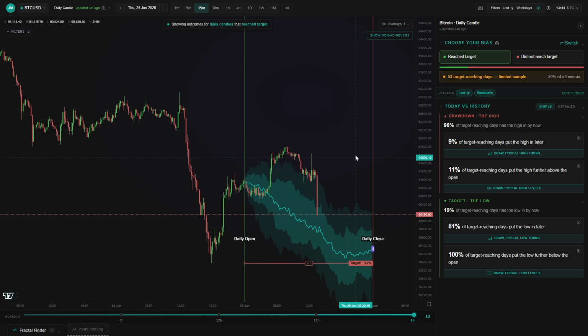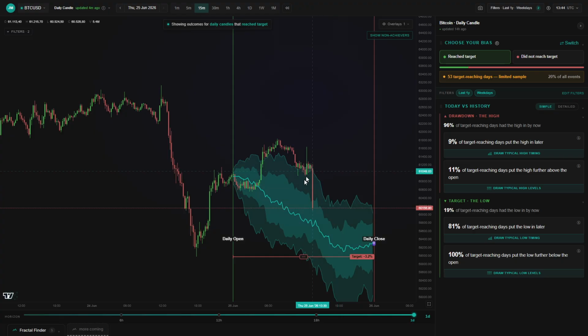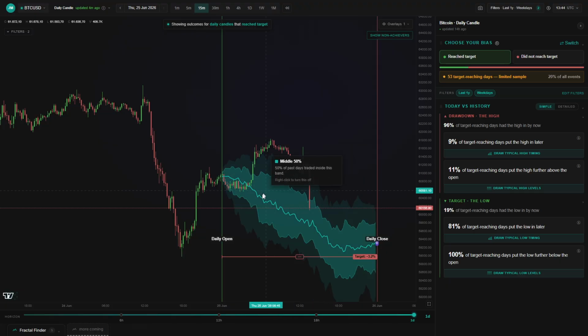Is price behaving like a day that is going to hit this target? I would say right now it's starting to behave like one, but you want price to stay within these boundaries over here. So preferably you do not want to see a pullback if price was indeed gonna take out the current weekly low today before the daily candle closes.